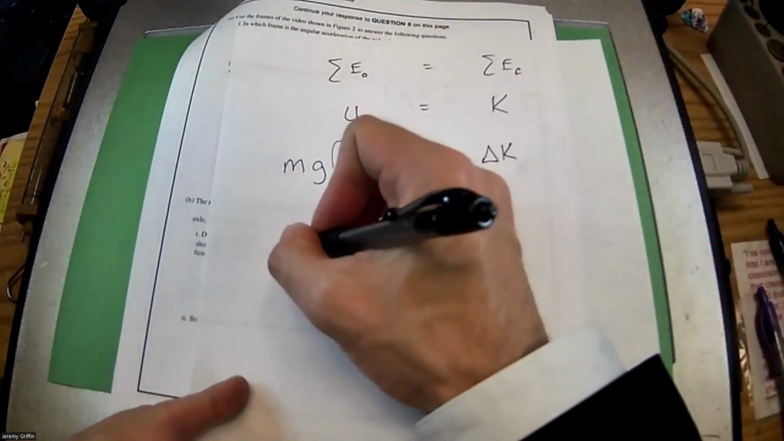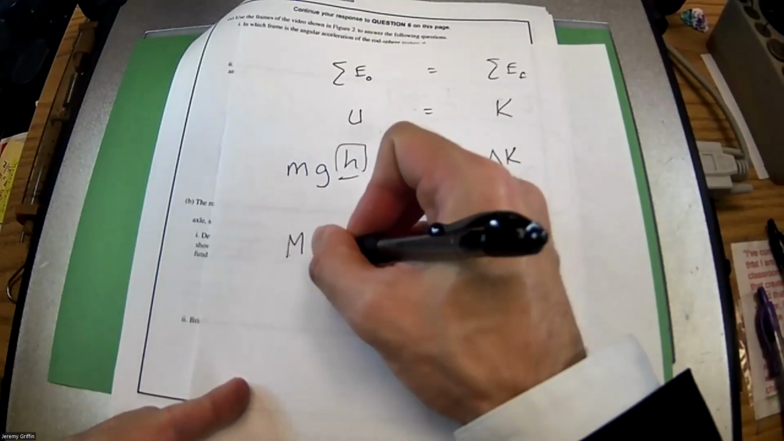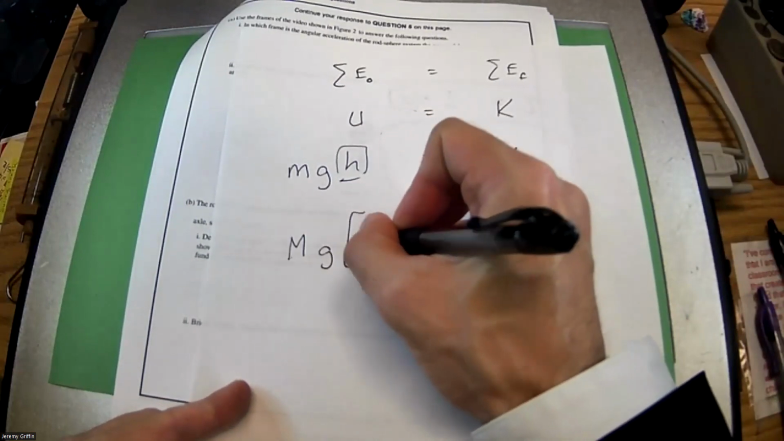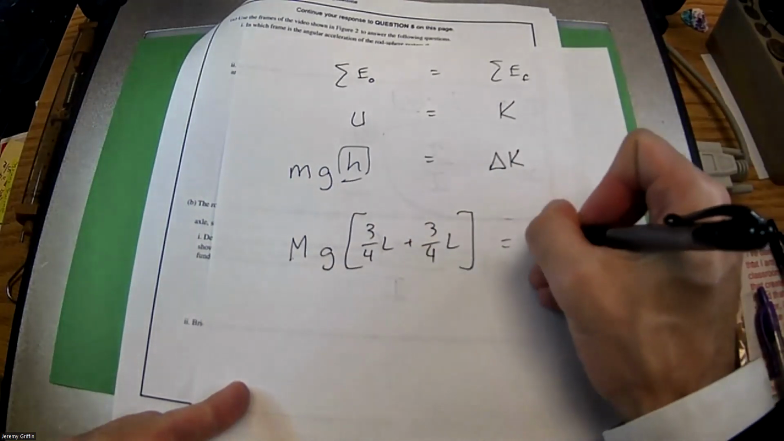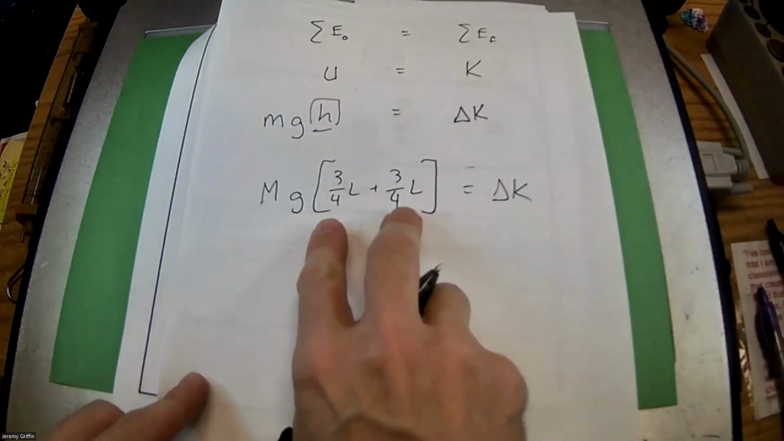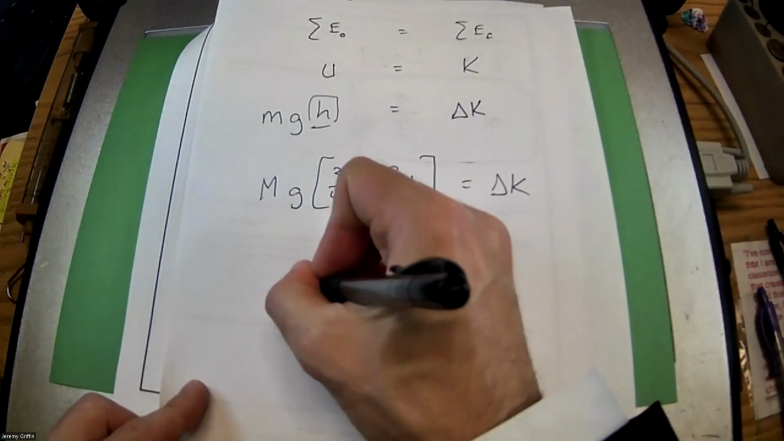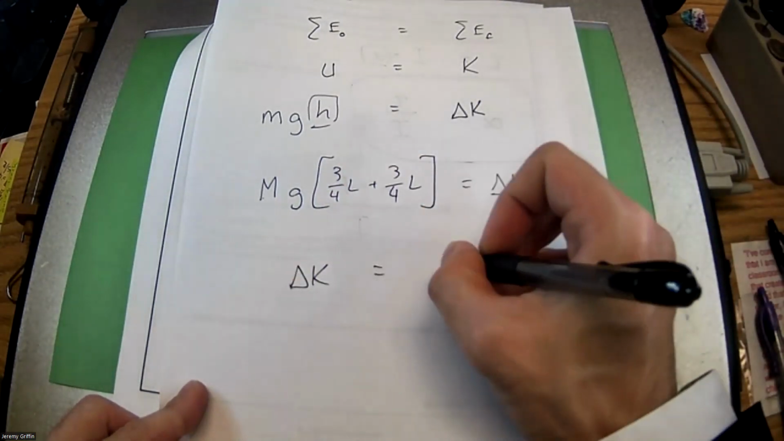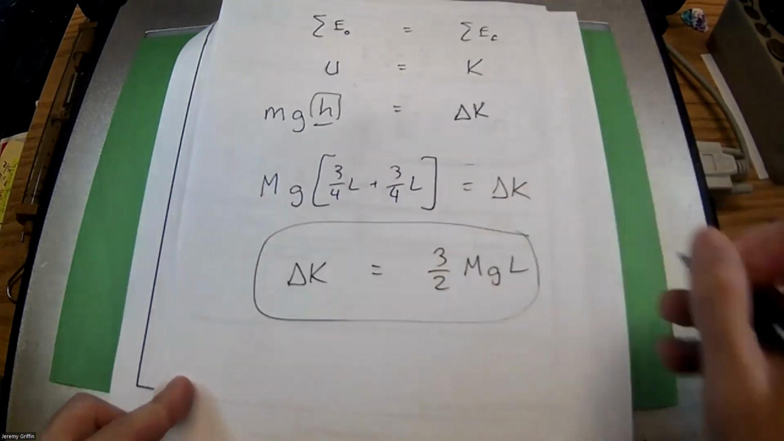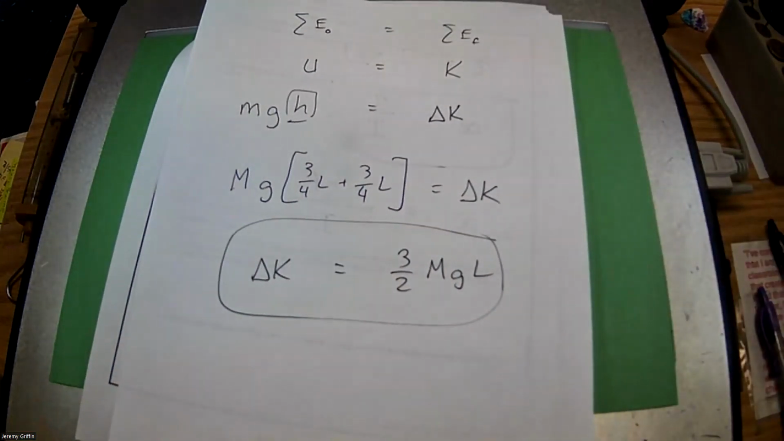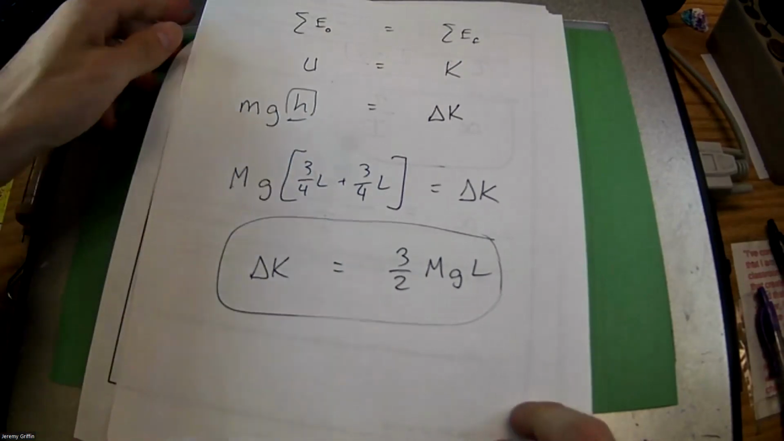You guys see that? 3/4 plus the 3/4. I should have done capital M because they went with capital M. This was 3/4 L plus 3/4 L, which is your height change, and that's like 3/2 L. You put it all together, and we're looking at delta K equals 3/2 MgL. Okay, that's what they were looking for. Right, you guys got that?